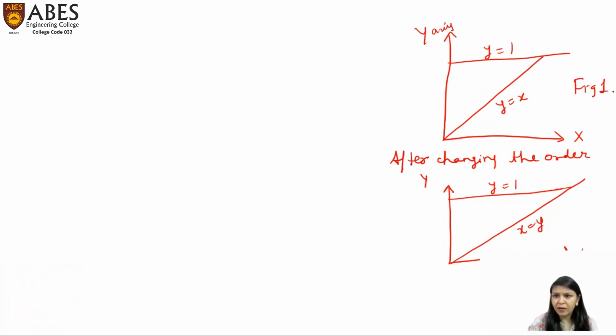This is figure 1. But after changing the order, one more thing I have to tell you. In this case, the y limit varies, y equals x to y equals 1. So we draw the vertical strips here according to the question. Now we change the order.